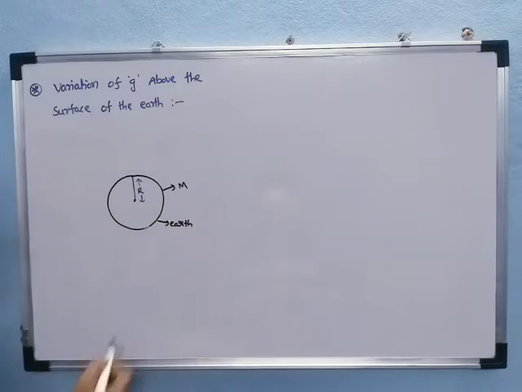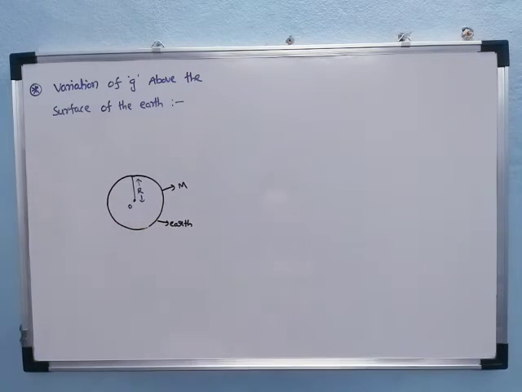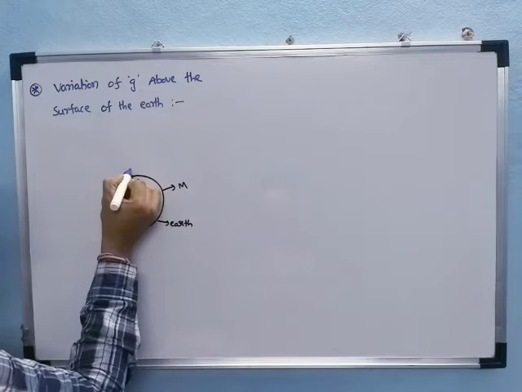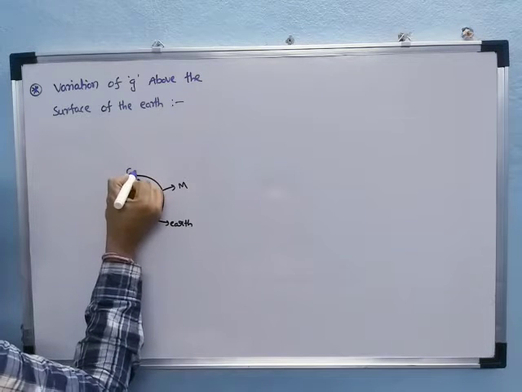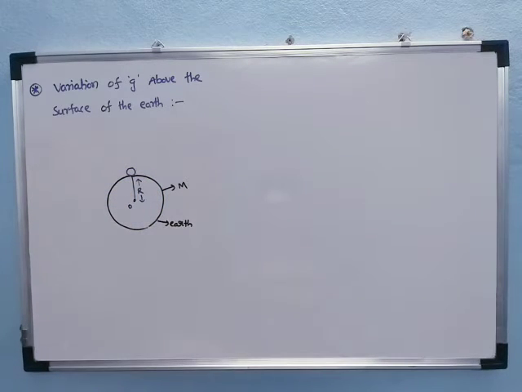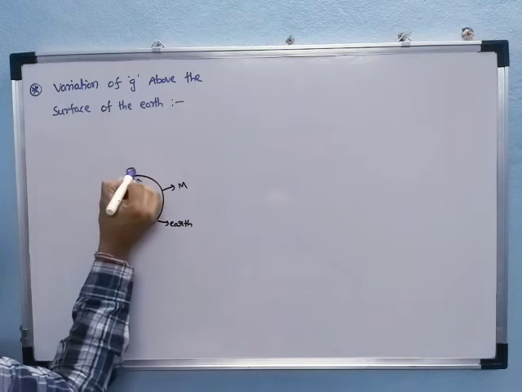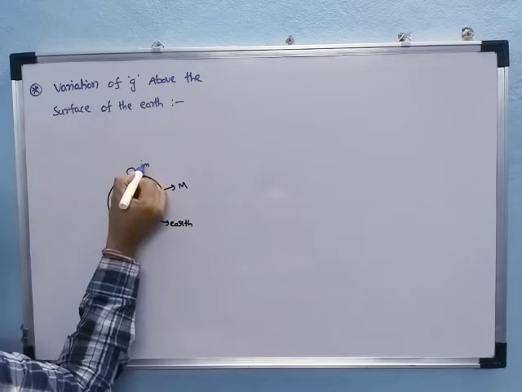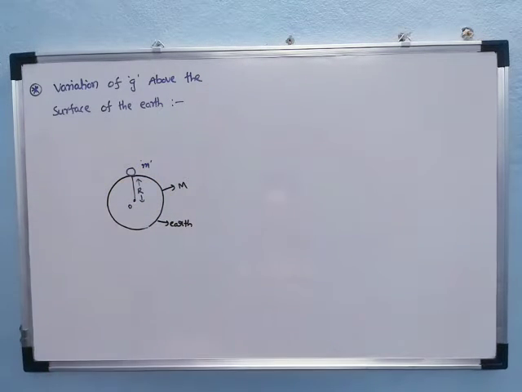Now, initially one object is placed on the surface of the Earth. Its mass we consider as small m.